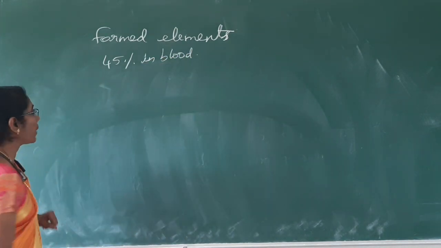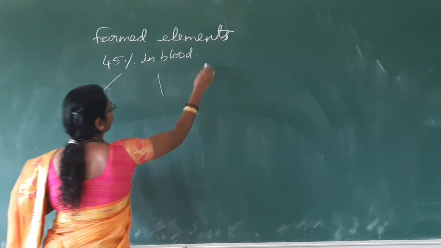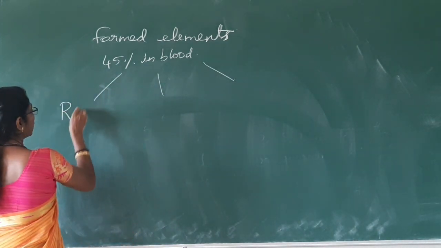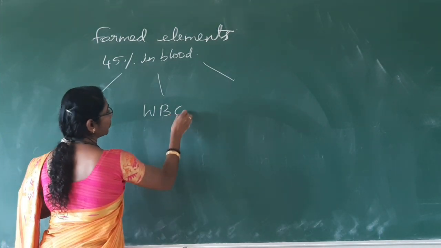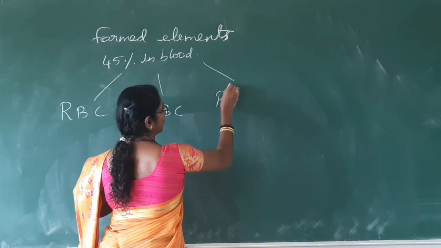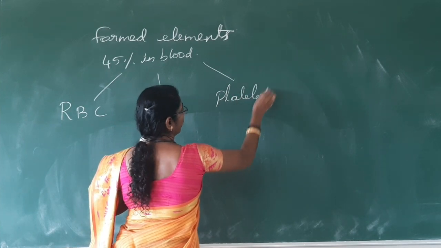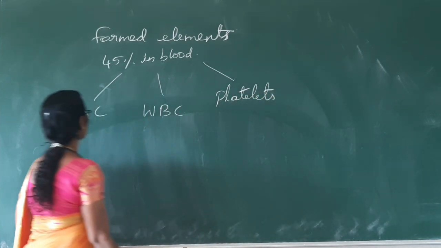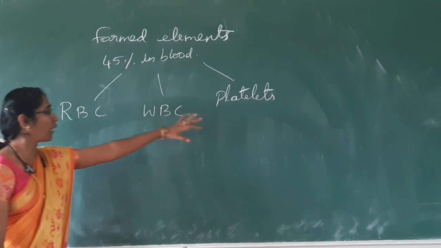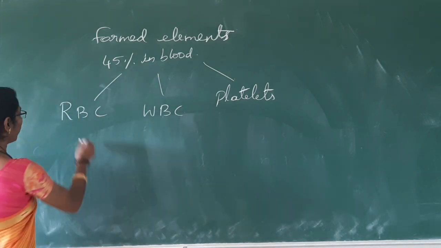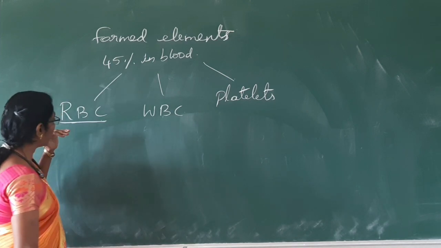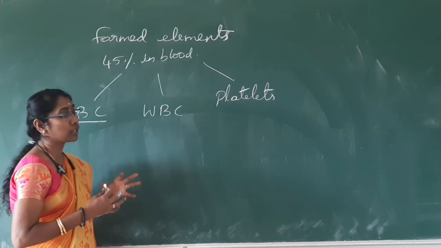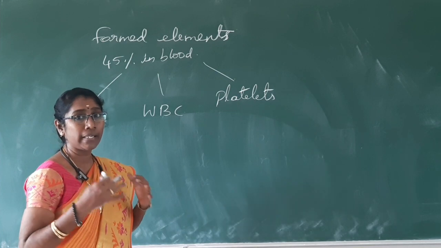So what are the formed elements? There are three types of formed elements: one is RBC, next WBC, and next platelets. Now we will see them one by one in detail. First we take RBC. What is the amount of RBC present in a healthy woman?